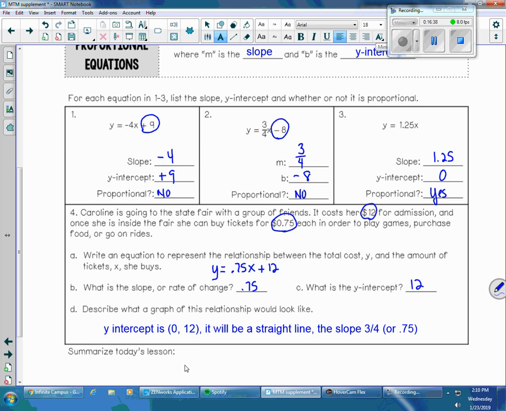Let's think about it for a second. A non-proportional relationship is going to be in the form y equals mx plus b. There's going to be something added to our variable term. And the graph of a non-proportional relationship is going to be a straight line starting someplace on the y-axis and going either up or down, and the rate of change is going to be the same because it'll be a straight line. It's going to be linear, but it's non-proportional because it does not start at the origin.